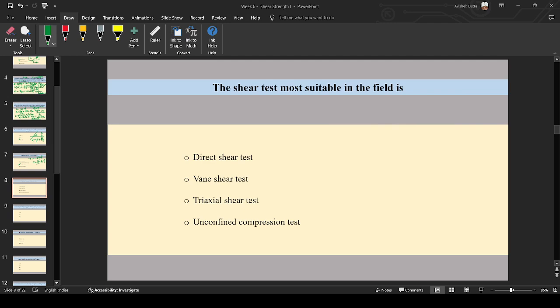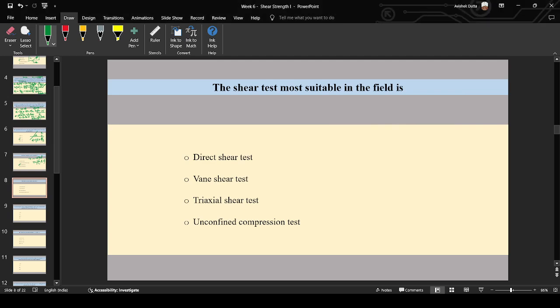The shear test most suitable in the field is the vane shear test. The others, the direct shear test, is performed in the laboratory, and unconfined is a variation of the triaxial test for saturated clays with no lateral pressure. So the shear test most suitable in the field is the vane shear test. We have a numerical based on this vane shear test later.